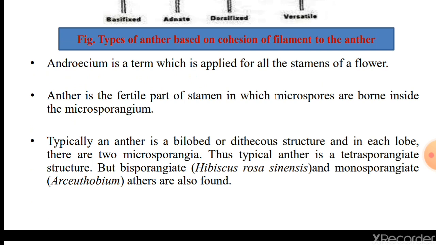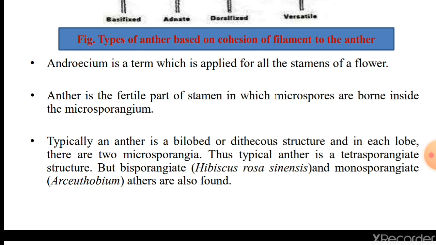Typically, an anther is a bilobed or dithecous structure. That is, generally the anther is bilobed, and in each lobe there are two microsporangia. There are two lobes, and in each lobe there are two microsporangia. That's why in general the anther is tetrasporangiate, while monothecous and bisporangiate anthers are also there.